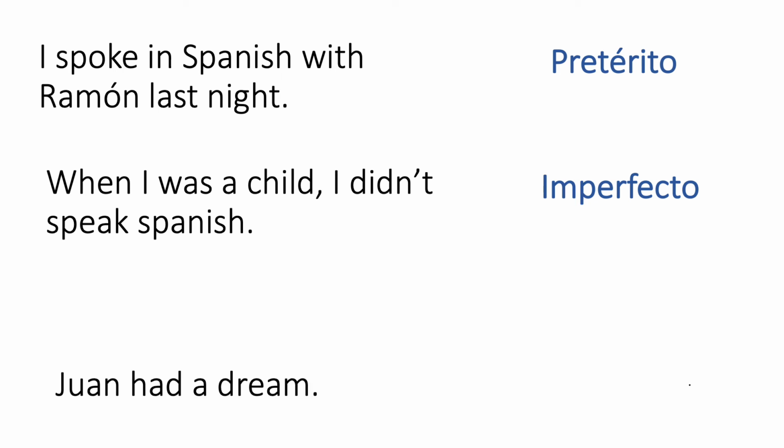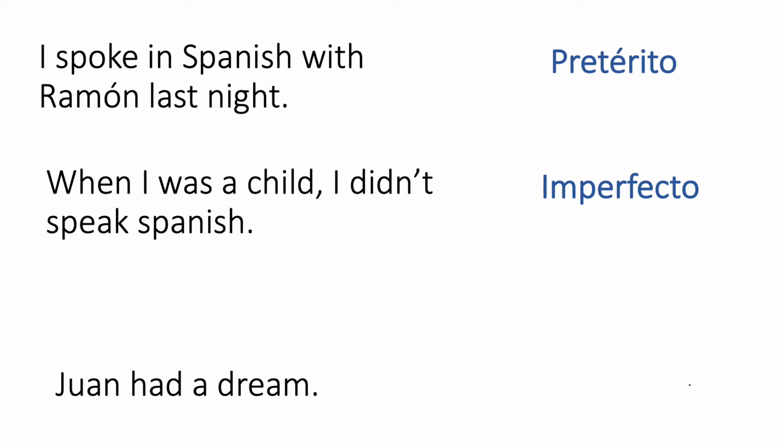Juan had a dream. This one is very interesting. I want you to try to decide if it's preterite or imperfect. Is it referring to a specific moment in time or something continual, habitual? The answer is it depends on what type of dream you're talking about. So in English, we could be confused about what type of dream it is. In Spanish, the type of dream would be explained by whether the person used preterite or imperfect.